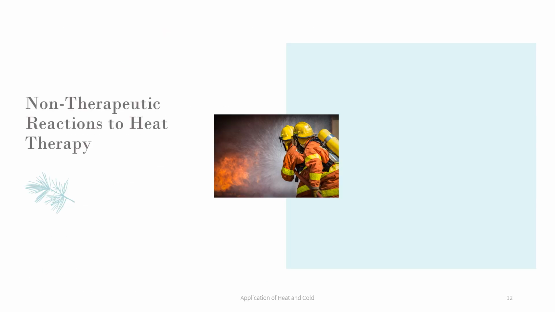Now let's go over the potential non-therapeutic reactions to heat therapy. So what can go wrong if heat is not applied safely? Let's talk about the impact on inflammation and edema. It's important to remember that heat therapy does not reduce inflammation. If we apply heat too soon, within the first 24 to 48 hours of an acute injury, it can actually increase bleeding, bruising, and swelling or edema because heat decreases blood clotting time. This is why cold therapy is used first for acute injuries and heat comes later.